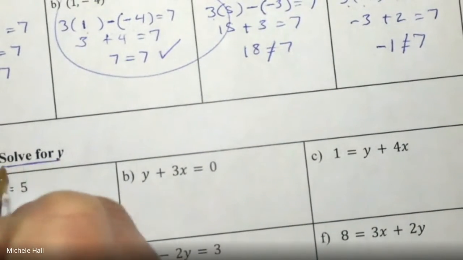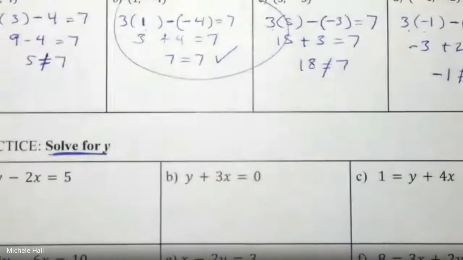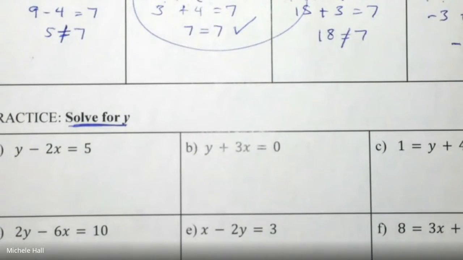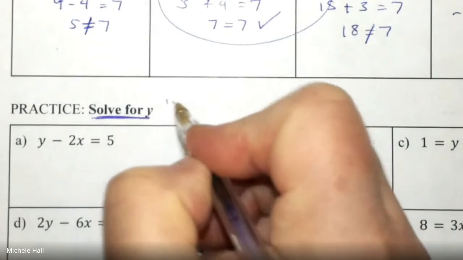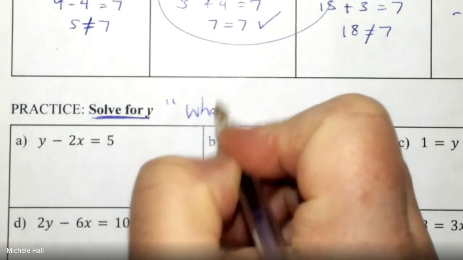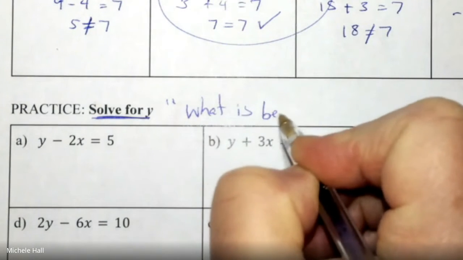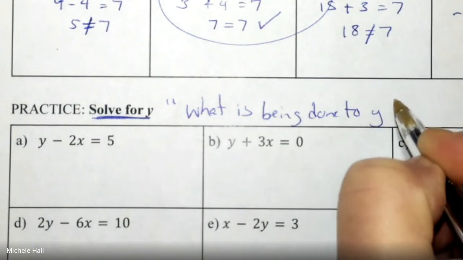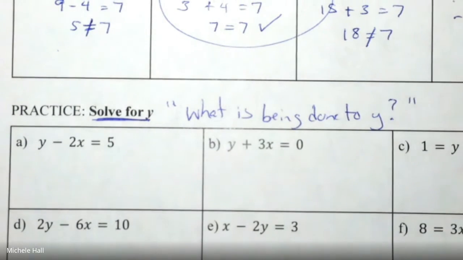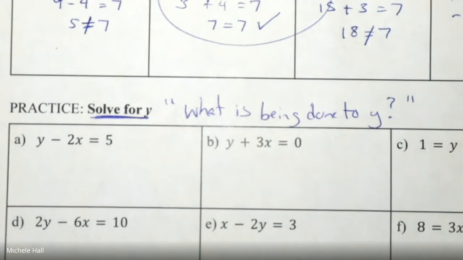We need to solve for y. We're solving for y. We like to get y by itself for graphing. And so we're going to practice solving for y. The question you have to ask yourself is, what is being done to y? What's being done to the y? Because we need to get it by itself. We need to solve for y.